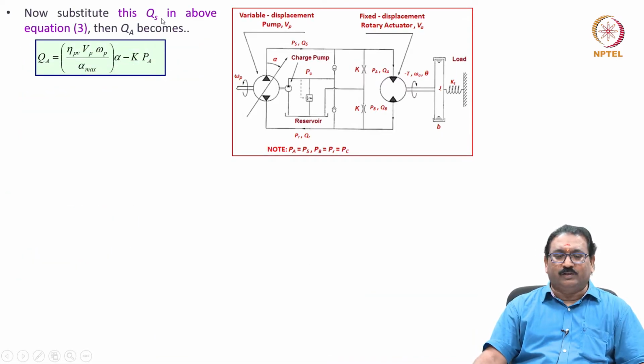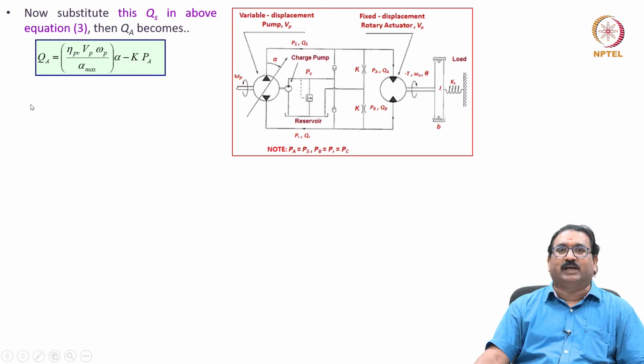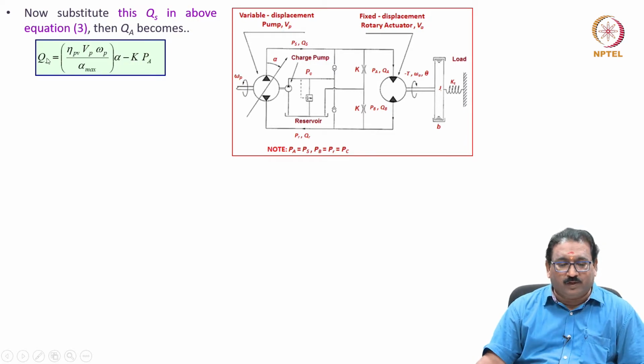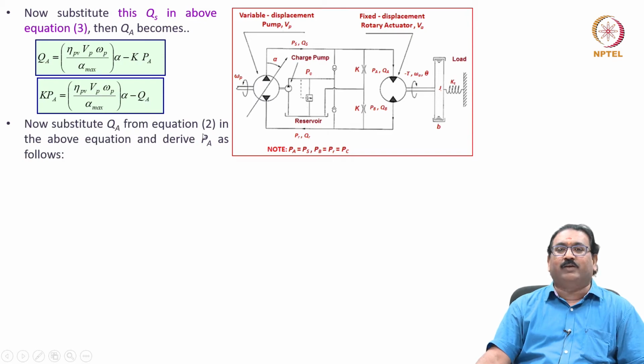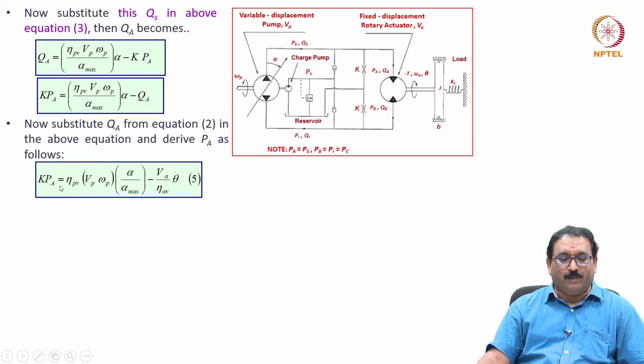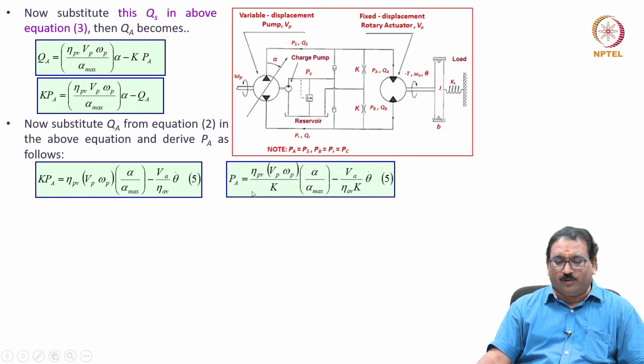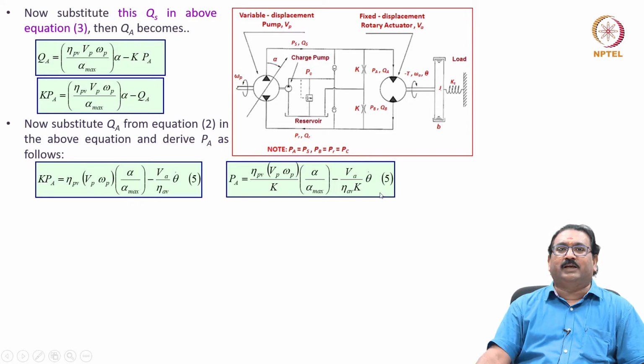Now, substitute this QS in the above equation 3, then QA equal to, I am getting this. Now, we will see what we will do. I will transfer minus KPA here because I want to find out PA, then QA will transfer here. Now, we will substitute the value of QA from equation 2, which gives us KPA equal to, I am substituting here QA. Now, PA equal to, you will transfer this K here. This is a very important equation. We can call it equation 5.